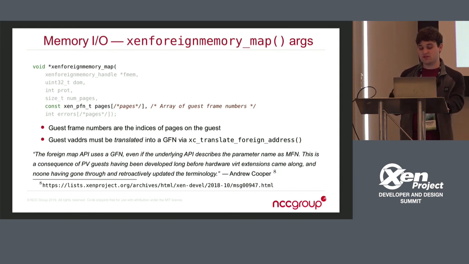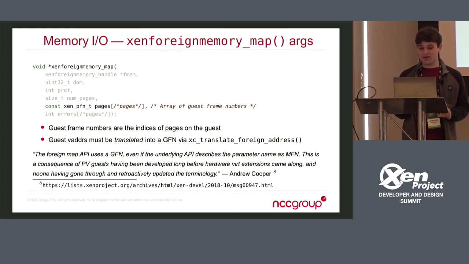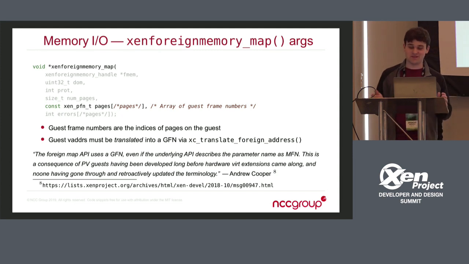And you have to get those GFNs from the GVAs using the function xc_translate_foreign_address. Note that if you actually dissect functions like xenforeignmemory_map, you will find things like, hey, why are the GFNs referred to as MFNs by all the variables? Well, it turns out that oftentimes functions like these were implemented at a time when certain equivalencies between different types of frame numbers held, and in modern Xen they don't, or they don't always.